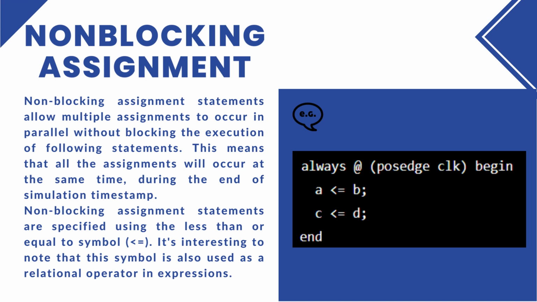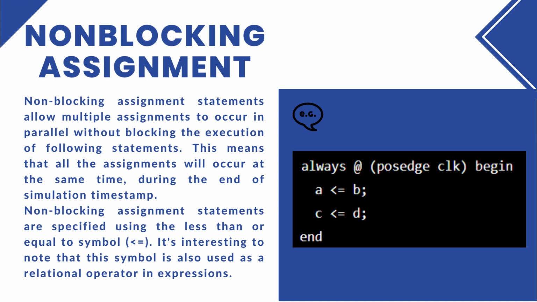Now, let's take a closer look at how execution happens in non-blocking assignments. When the always block is triggered, the first non-blocking assignment, A <= B, is scheduled to happen at the end of the time step. This means that the value of B is not immediately assigned to A. Instead, the assignment is added to a queue and is scheduled to happen at the end of the time step. The same is true for the second non-blocking assignment, C <= D. It is also added to the queue and scheduled to happen at the end of the time step.